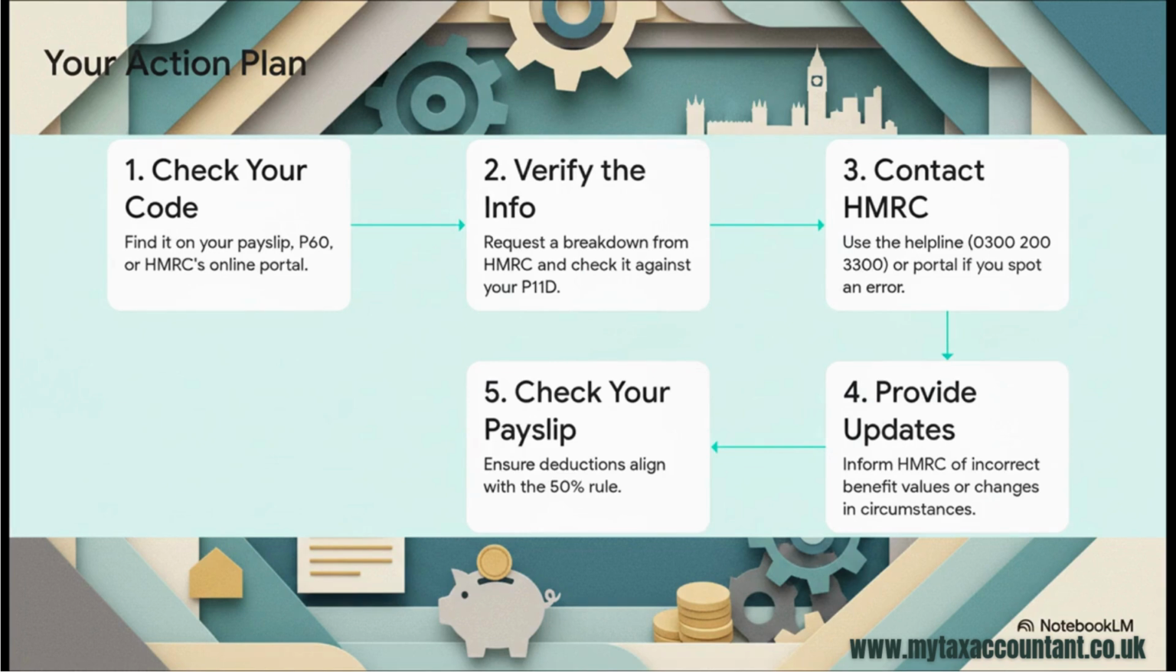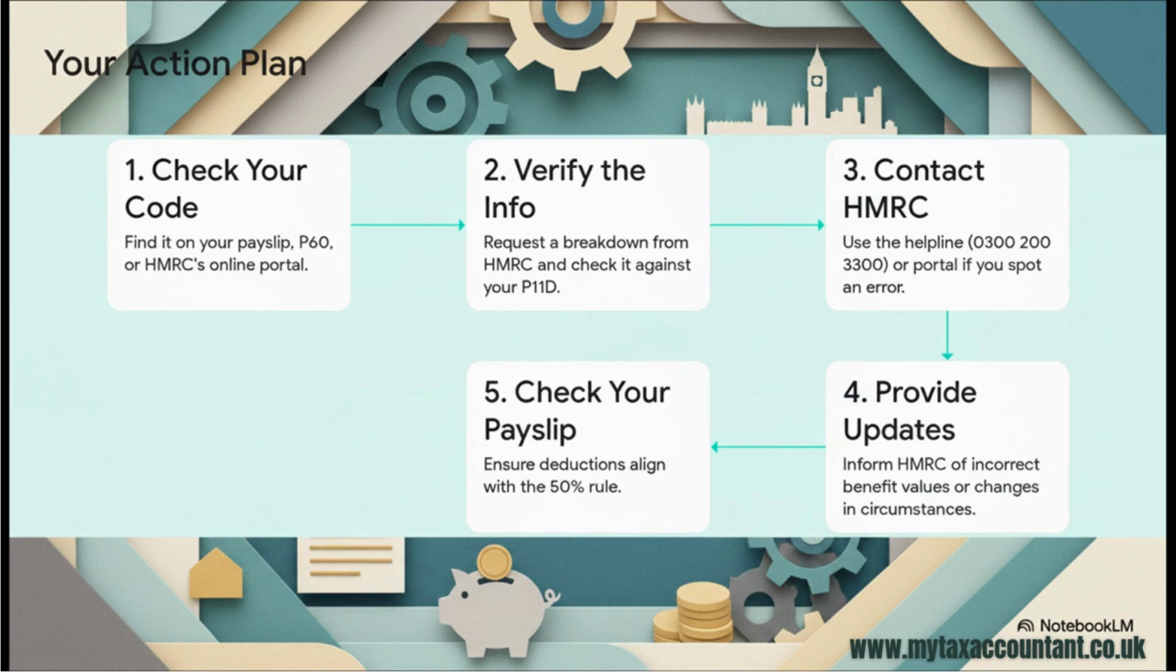Step 2. Check the details. Never just assume it's right. Ask HMRC for a breakdown of how they calculated it. Then get your P11D form from your employer, that's the one that lists your benefits, and see if the numbers match. Step 3. If it's wrong, contact HMRC. You've got to tell them. The number for the income tax helpline is 0300 200 3300. Get your national insurance number ready and give them a call.